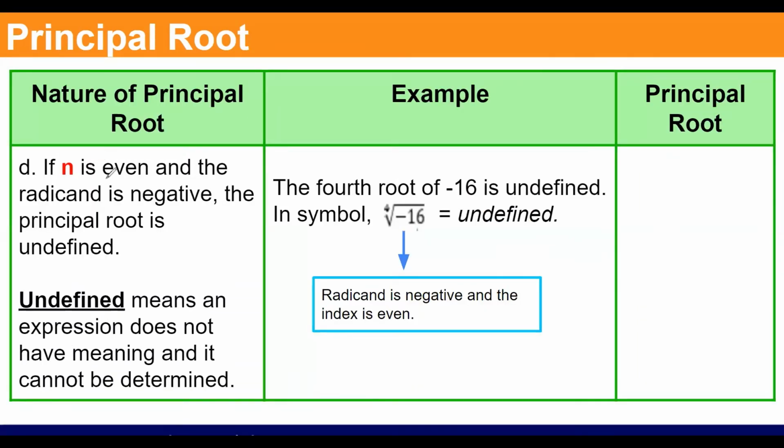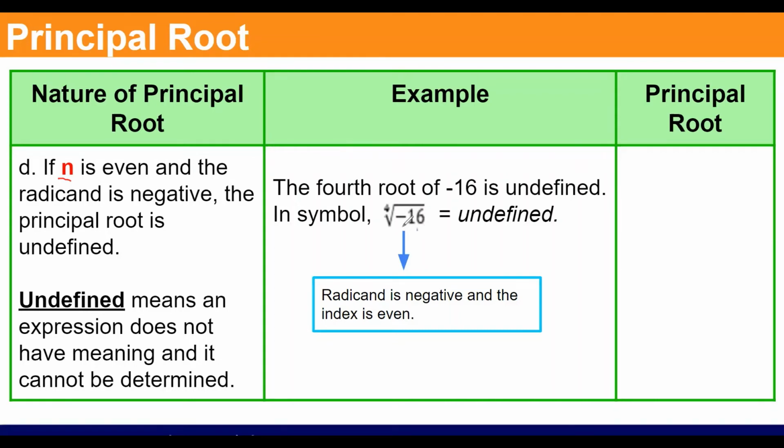Okay, next letter D. If n is even, so tandaan ha, ang n po natin ay yung index. If n is even and the radicand is negative, the principal root is undefined. Okay. Example, the fourth root of negative 16 is undefined. Okay. Ayan. So, radicand is negative and the index is even. Okay. Kasi, wala na pong number kapag minultiply sa kanyang sarili ng 4 na beses, ang sagot ay negative 16.